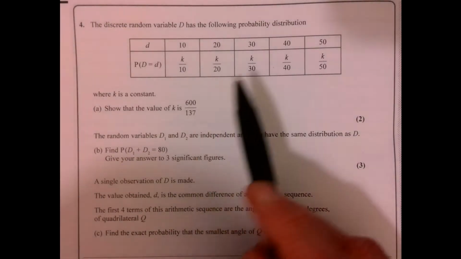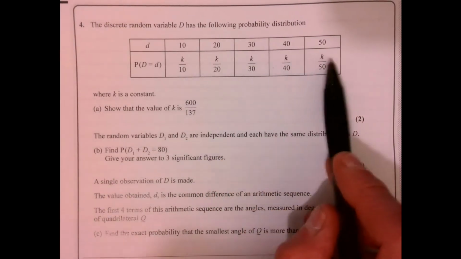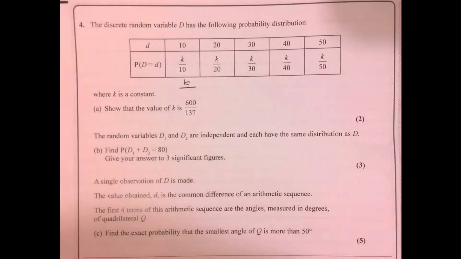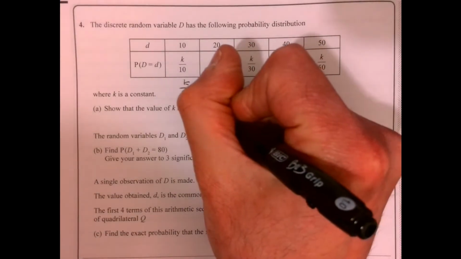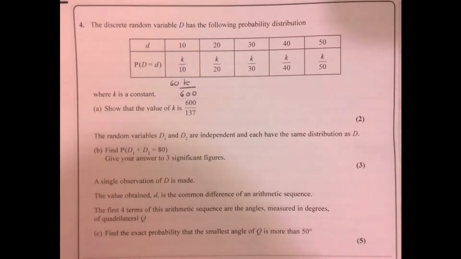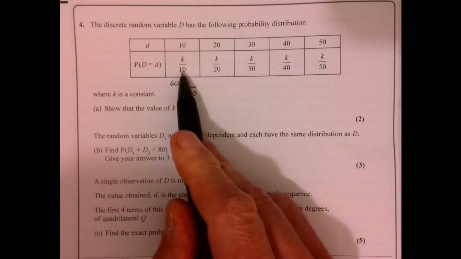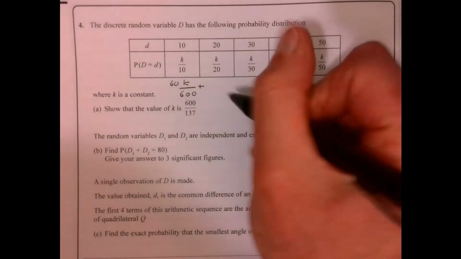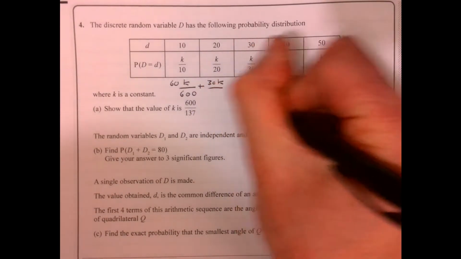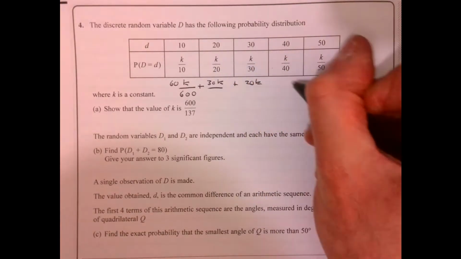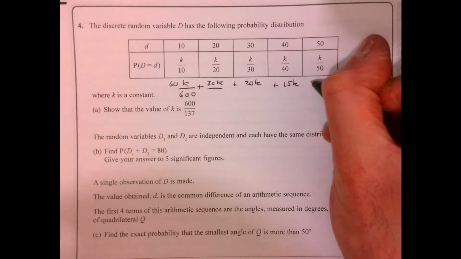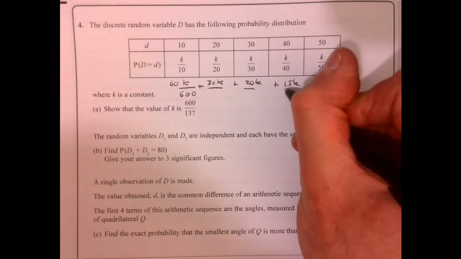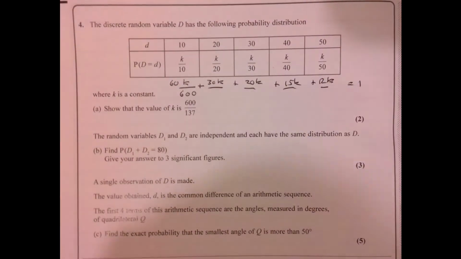Question 4. So what do we know? We know that these add up to 1. So let's just go with it. Probably the easiest thing to do is to get them all with a common denominator. If we get a common denominator of 600, we know that they all add up to 1. So 20 plus 15 plus 12, we know that it all equals 1. Remember, everything there is over 600.